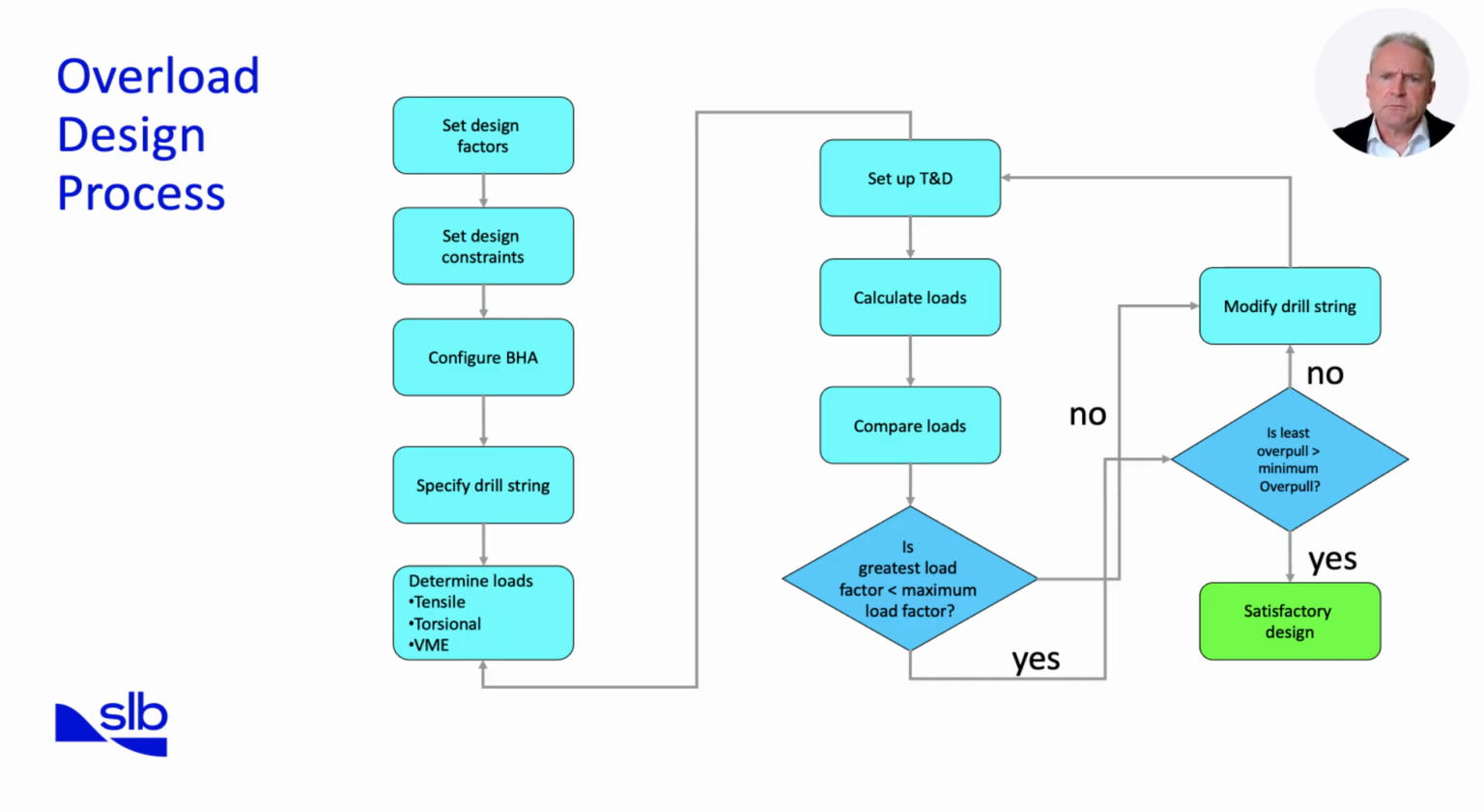At this stage, we configure the BHA, specify the drill string, and run torque and drag models to simulate loads across the 7 load cases. If any load exceeds the constraints, we modify the drill string by changing grades, sizes, or configurations until the design meets all criteria. This iterative process ensures that overload design is robust and realistic.